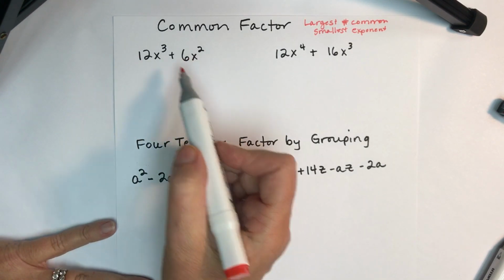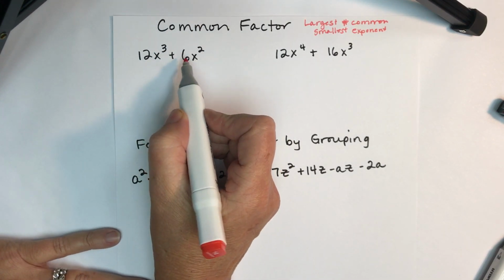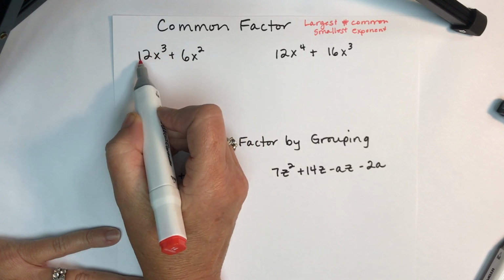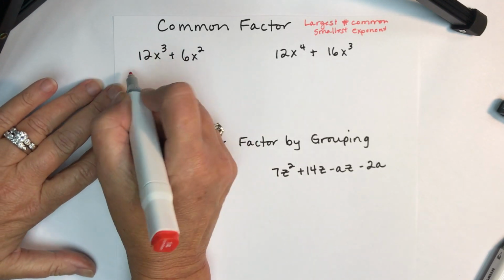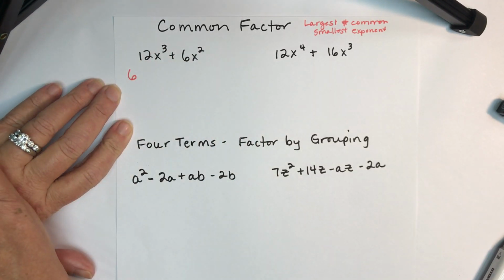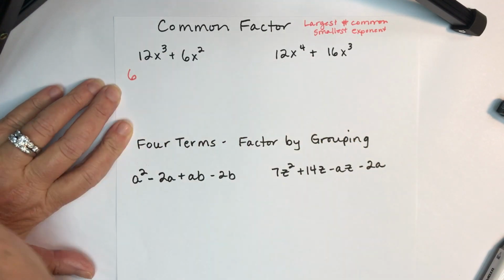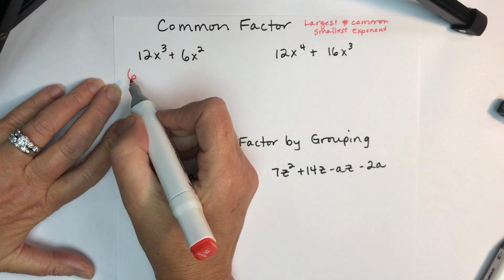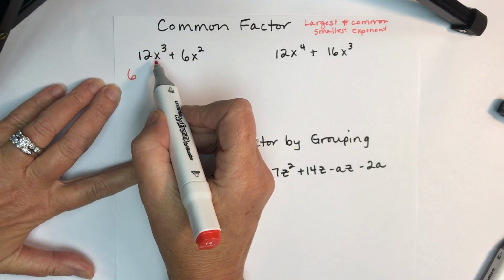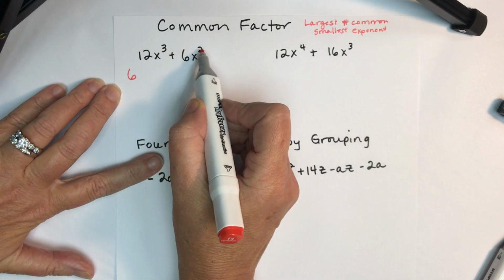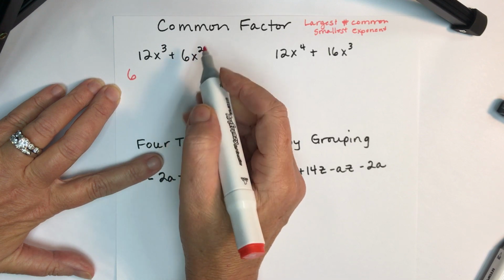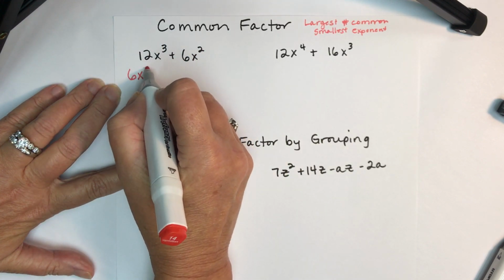So this first example, we're going to go to our 6 and ask ourselves, will 6 divide into 12? And if the answer is yes, then 6 is that common factor. If it won't, I'll show you what to do on the next one. But for this one, it will. So we're going to take out the 6, and then we're going to look at our exponents, x3 and x2. We're going to take out the smallest of the exponents. So we're going to take out an x2.